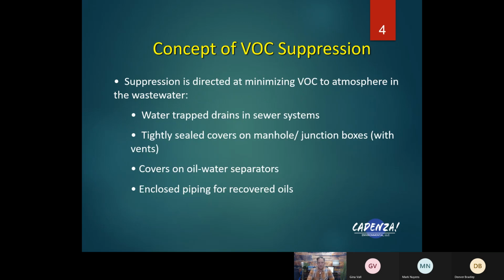The concept, as I just explained for VOCs, is basically to suppress and minimize VOCs to the atmosphere in the sewer system and oil water separator systems by the use of water trap seals in sewer systems, tightly sealed covers on manholes and junction boxes of the sewer system, though vents are allowed with certain design specifications, and I'll get into that in a bit. Also covers on oil water separators or other means of suppressing VOCs coming from oil water separators and ancillary equipment associated with oil water separators, and enclosed piping for any recovered oil. So if it's not in what you would normally think of as an underground sewer system, if it's above ground lines and the like that are carrying processed wastewater and oils from a refining process unit, those too need to be enclosed.